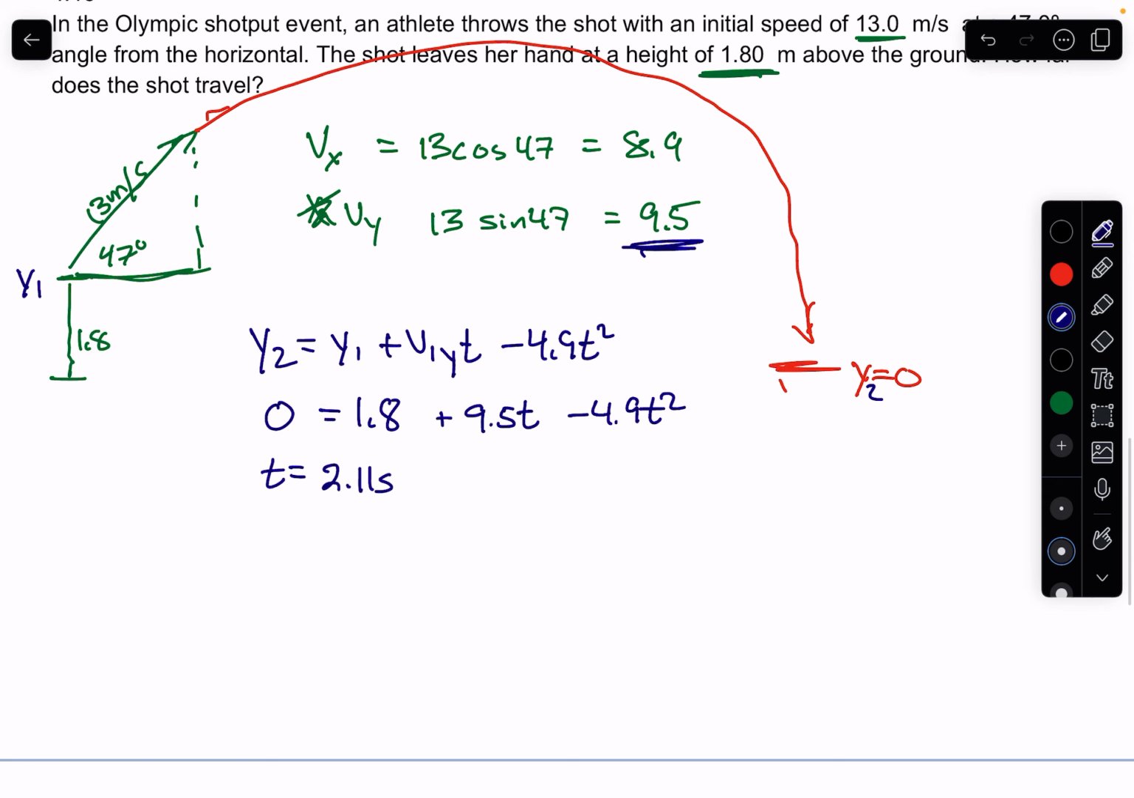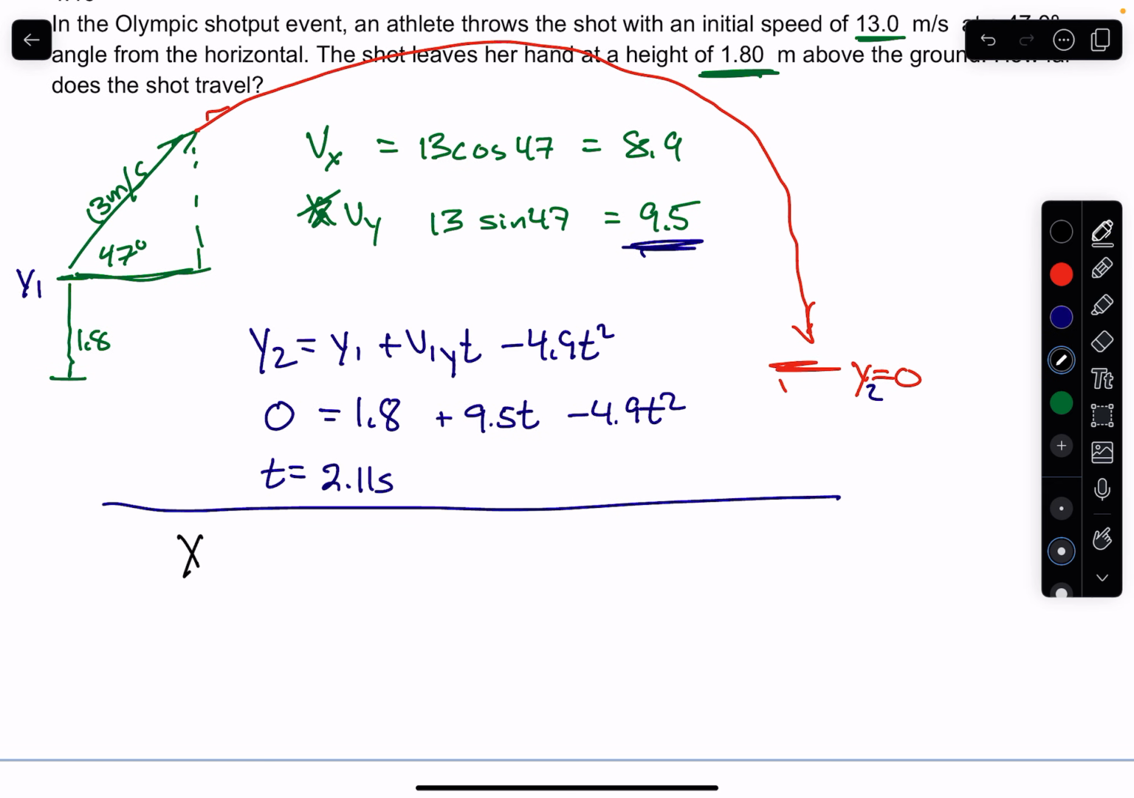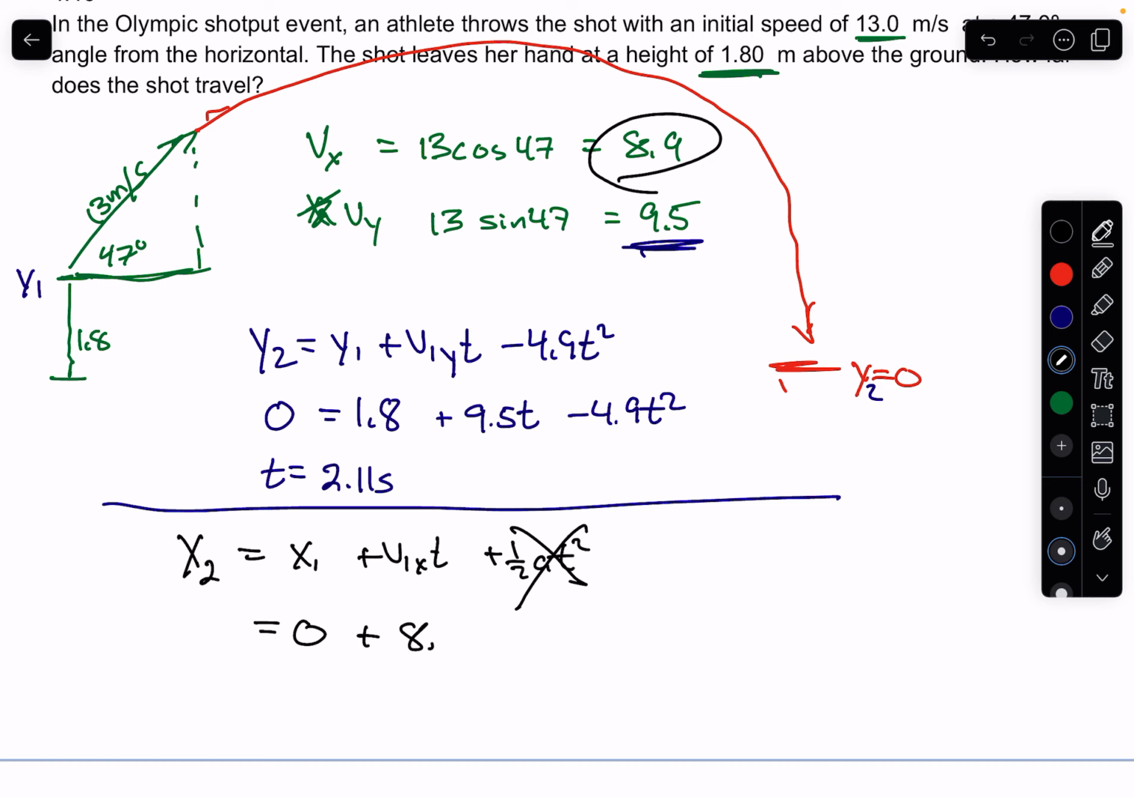So now we use the same equation except in the x parameter, and I can say x2, which is what we're solving for, equals x1 plus v1x t plus 1/2 a t squared. But remember, in the x direction, the acceleration is 0. So x2 equals 0 plus v1x, it's 8.9 from up there, times 2.11, and that will give you your answer.